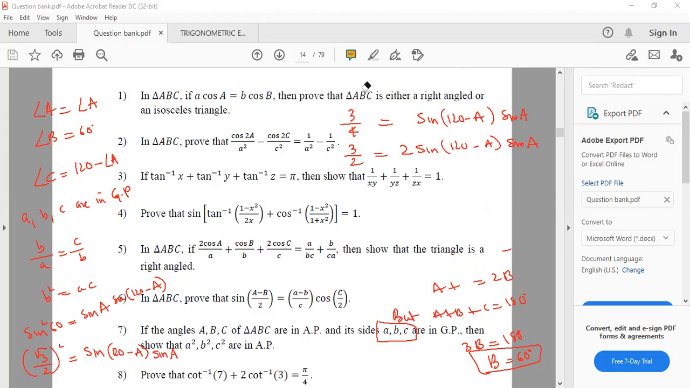Cos C minus cos C. Yes. That is cos of difference of the angle minus cos of sum of the angle. Which formula did I apply? 2 sine A sine B is cos of A minus B minus cos of A plus B.